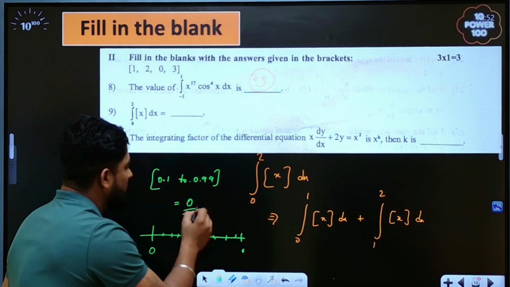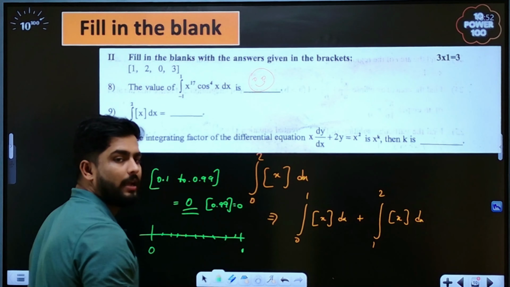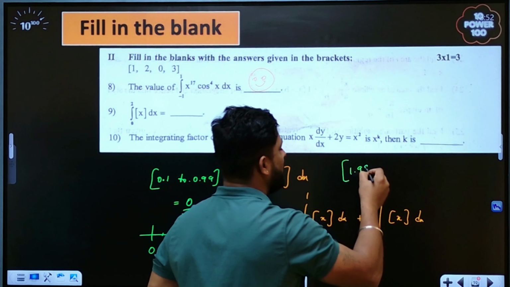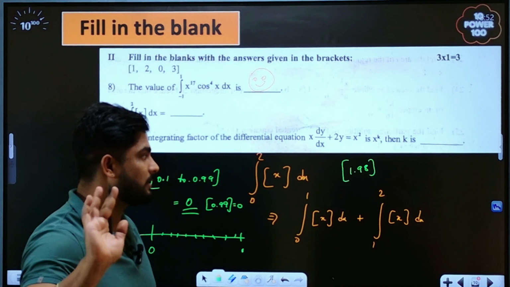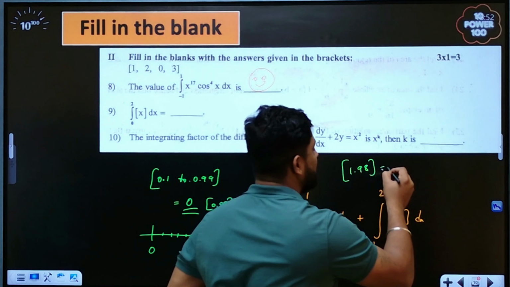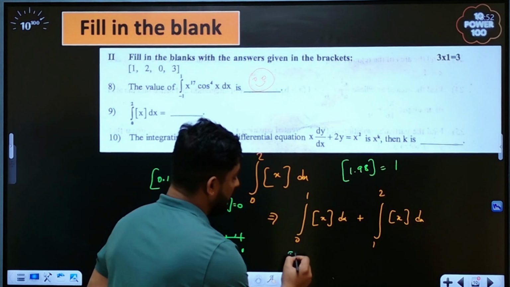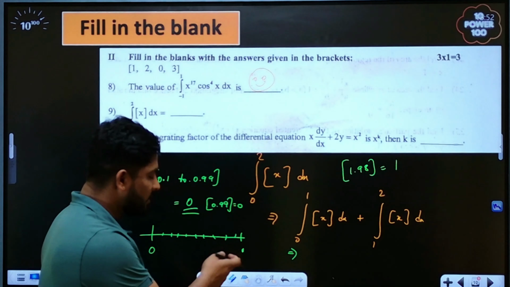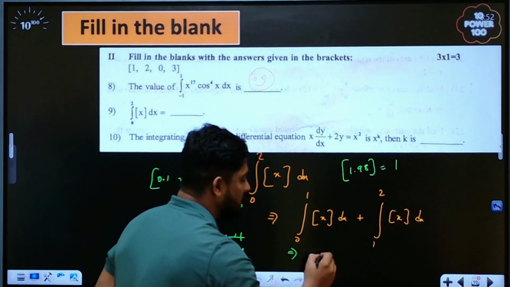The greatest integer function of 0.99 is 0. For another example, the greatest integer function of 1.98: 1.98 is closer to 2, so you think the answer is 2, but it is not. The answer is the previous integer, which is 1. So with respect to this, what is the greatest integer function between 0 and 1? Any value between 0 and 1 results in 0 itself, so the answer is 0 for this.